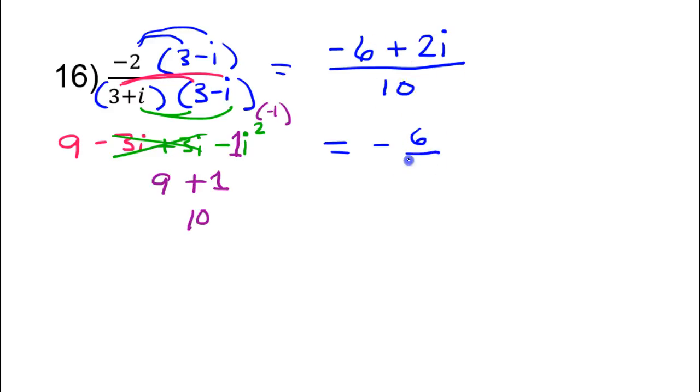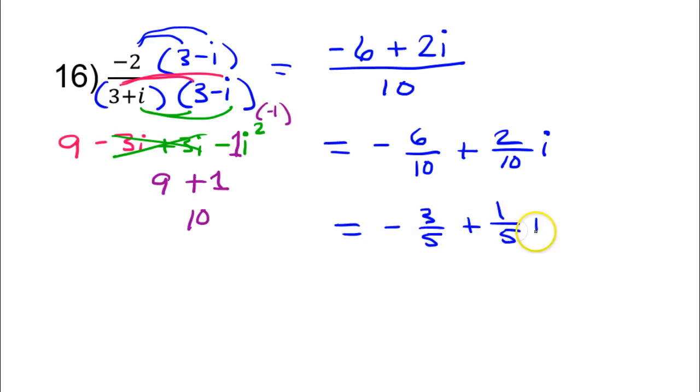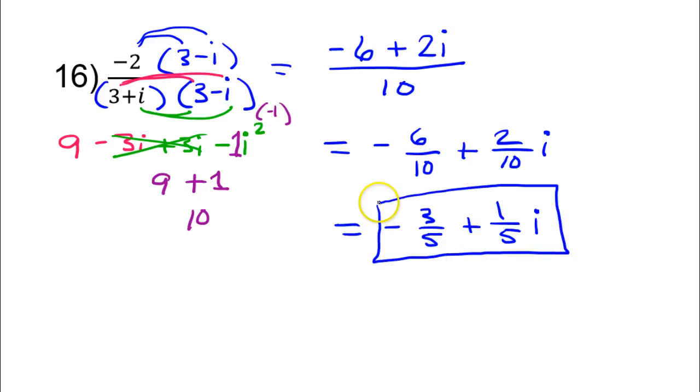So I will have -6 over 10 plus 2 over 10i. Both of these reduce, so this will reduce down to -3/5, and this will be +1/5 i. So that would be your answer to number 16.